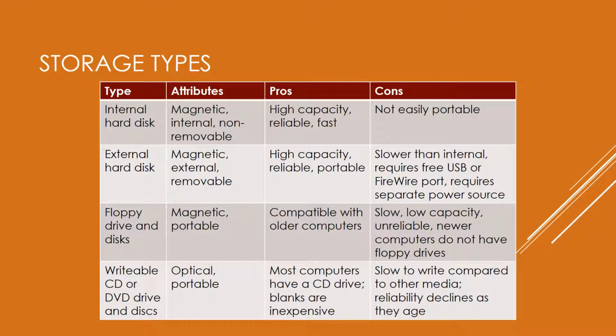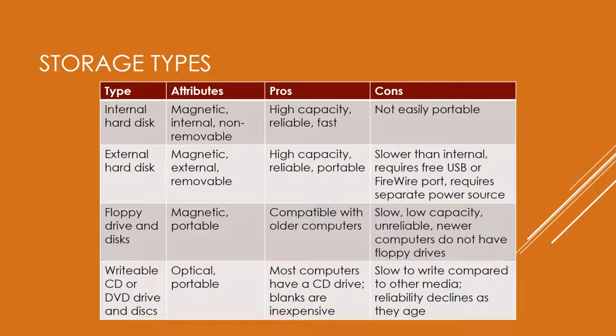Floppy drives and disks, they are magnetic. They are also portable. They are compatible with older computers, which is a good thing. The bad things are that it was slow and low capacity. You couldn't store very much on it. Unreliable. They broke all the time. If you got a little dust in there, it would disrupt all your files. And most newer computers don't have floppy drives.